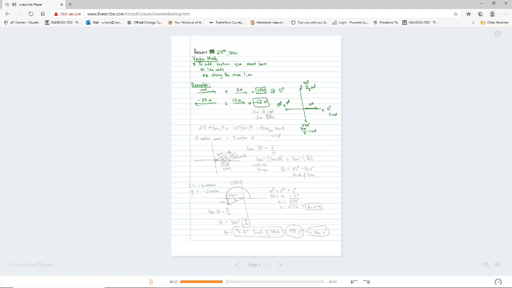So, negative 12 meters. Now, this one, because it points to the left, you can either say negative 12 meters or you can say 12 meters at 180 degrees, or if you're feeling frisky, 12 meters due west. All of you that love navigational directions. 12 meters due west.